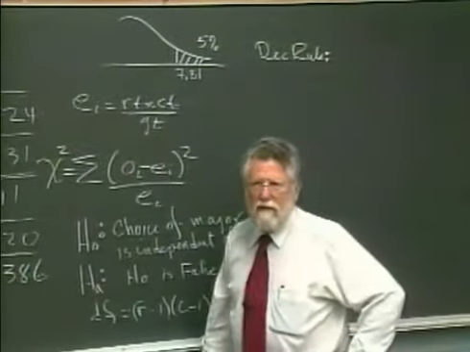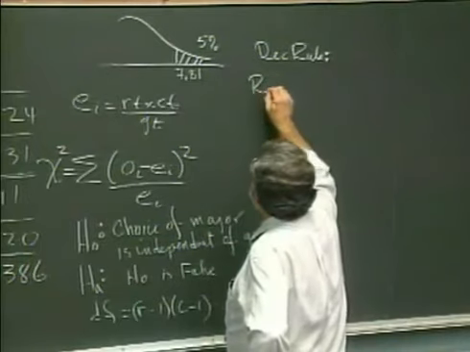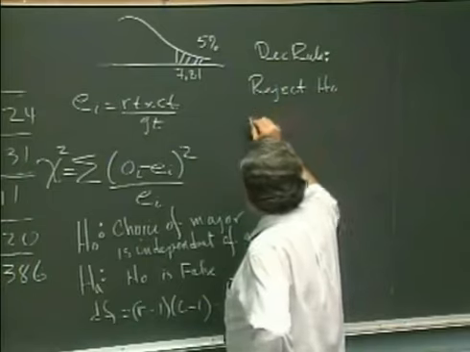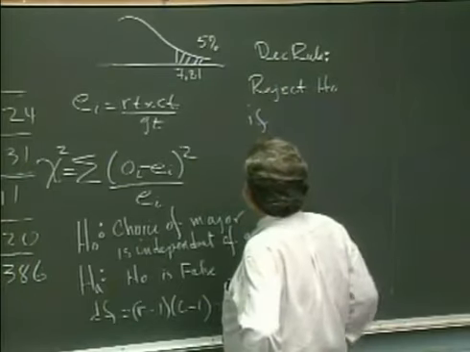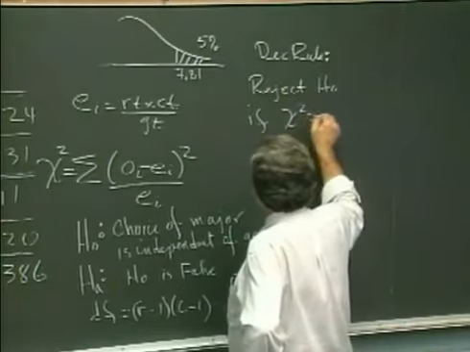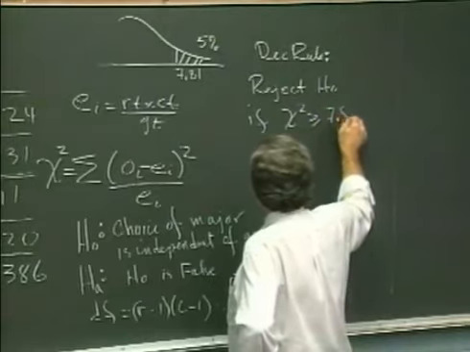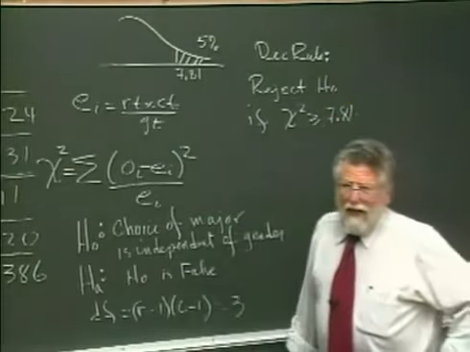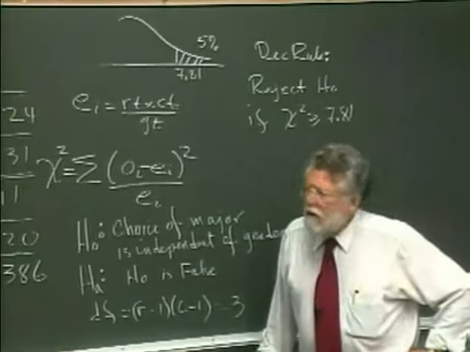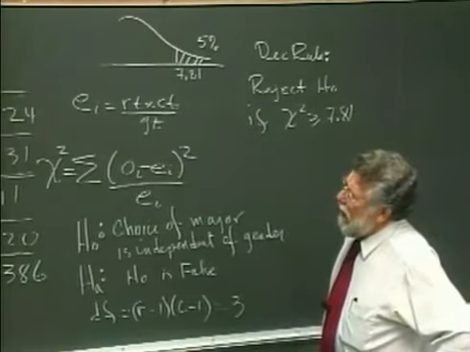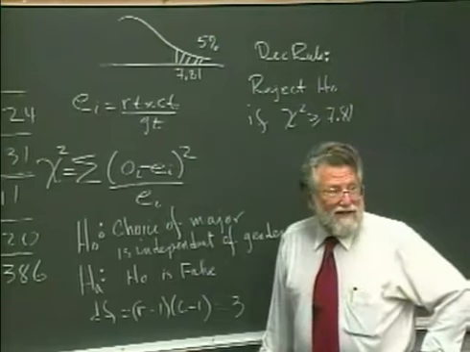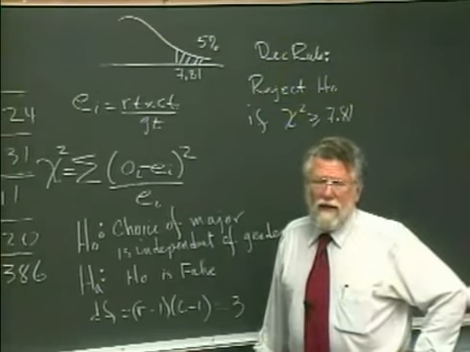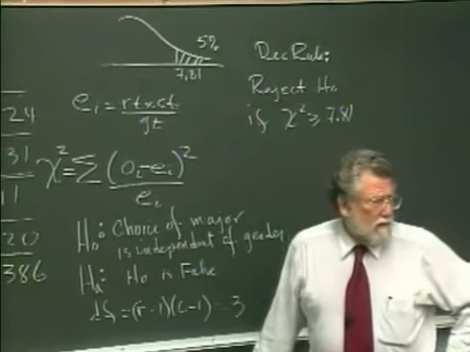Somebody. Reject what? H sub 0, right? If what? Finish it off, Sean. If chi-squared is greater than or equal to 7.81. So all we have to do is what? How many calculations do we have to do? 2 times 4 is 8. 8 calculations. Okay. We're going to parse this out.